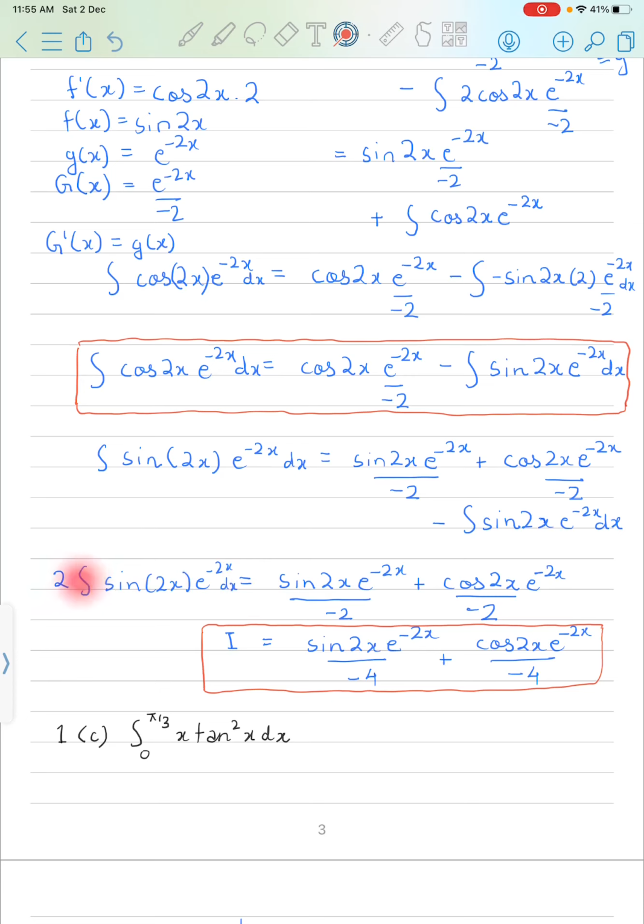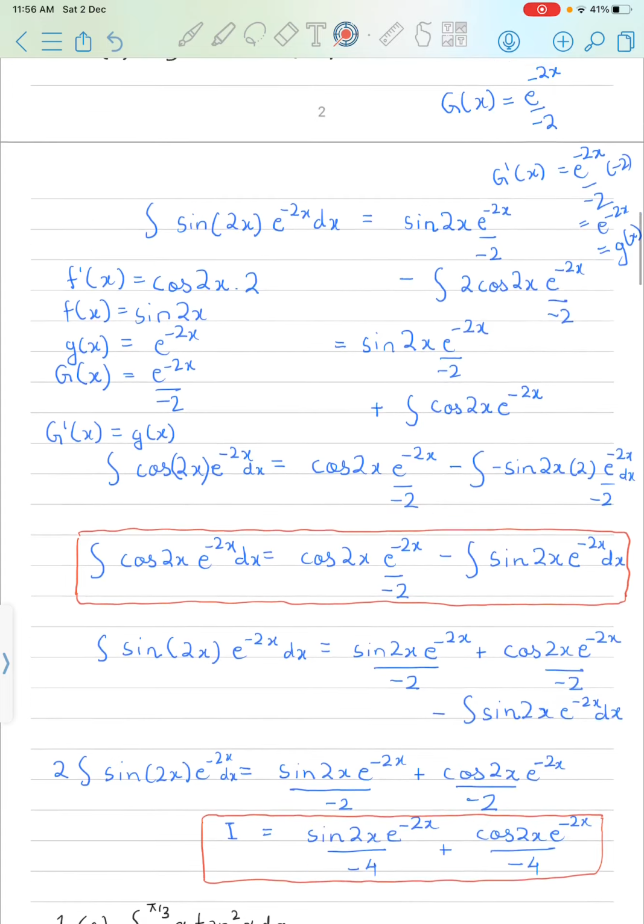So that's what I have written here, and now you take 2 this side, so you will get sine 2x e to the power minus 2x by minus 4 plus cos 2x into e to the power minus 2x by minus 4. So this finishes 1b.